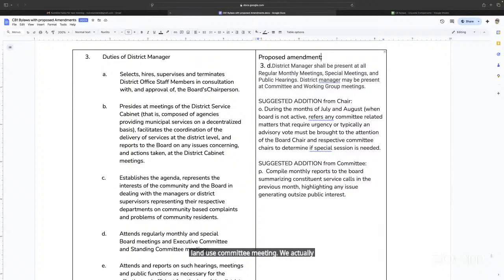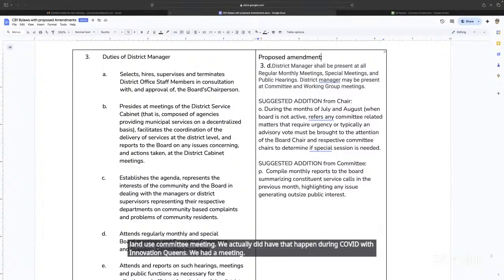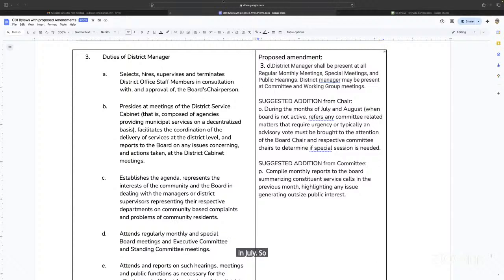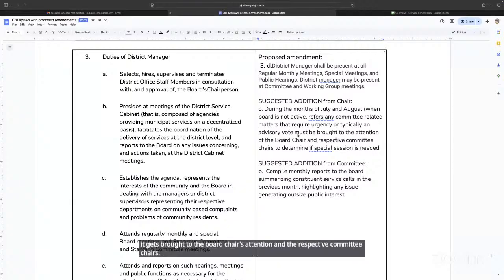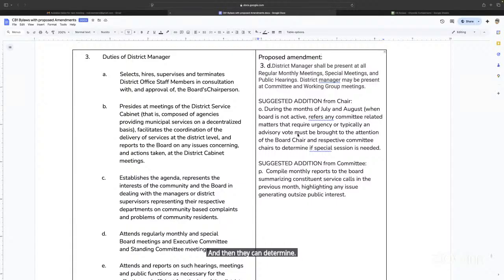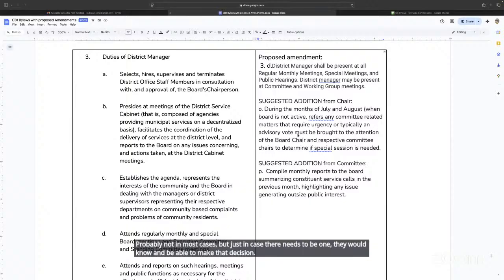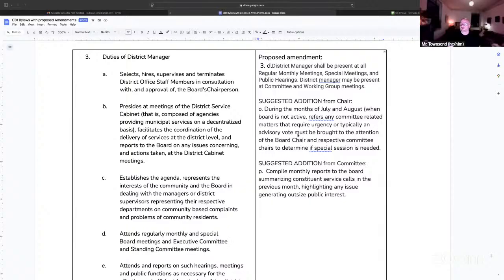We actually did have that happen during COVID with Innovation Queens. We had a meeting in July. So again, because we as board members don't get to see what comes in through the office email, anything that would require an advisory vote or requires urgency gets brought to the board chair's attention and the respective committee chairs, and then they can determine whether there might be need for a special session. Probably not in most cases, but just in case there needs to be one, they would know and be able to make that decision. Okay. Tom, your hand is up.